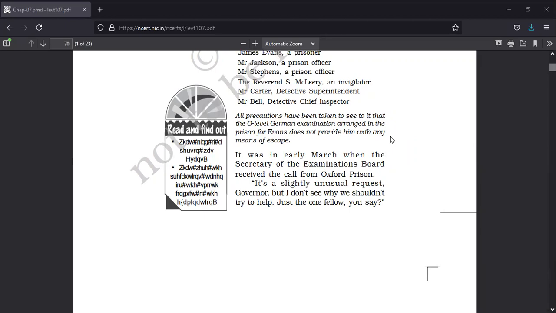So here, that exam day, and before the exam day, and of course for 1 week they also did all those things. So all precautions have been taken to see to it that the O-level German exam, only one fellow chap, and he was a young boy, was going to write the examination, but they worked a lot. So all precautions have been taken to see to it that the O-level German examination arranged in the prison for Evans does not provide him with any means of escape, in the sense we should not provide him an opportunity to escape. This is what the governor and of course all the prison officers and authorities also started.